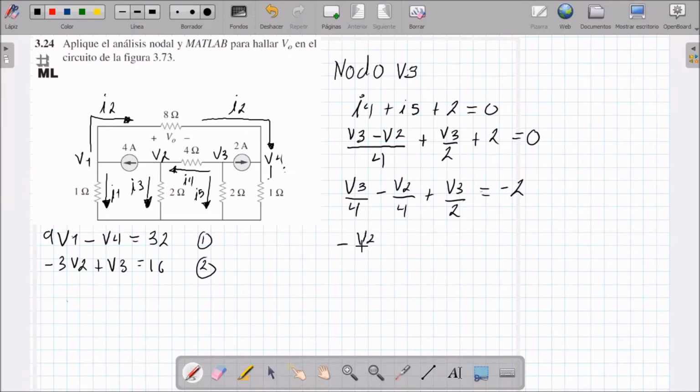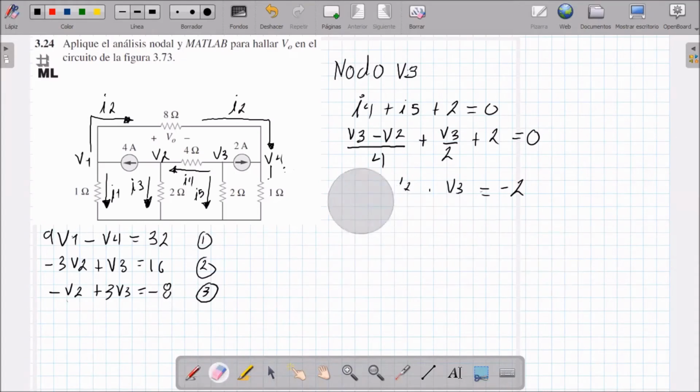Okay, here I have minus B2 over 4 and add the B3, which is going to be equal to 3/4 of B3 equal to -2. If I multiply by 4, eliminating the denominators, I will be left with minus B2 plus 3 B3 equals -8. And that's going to be my equation number 3.